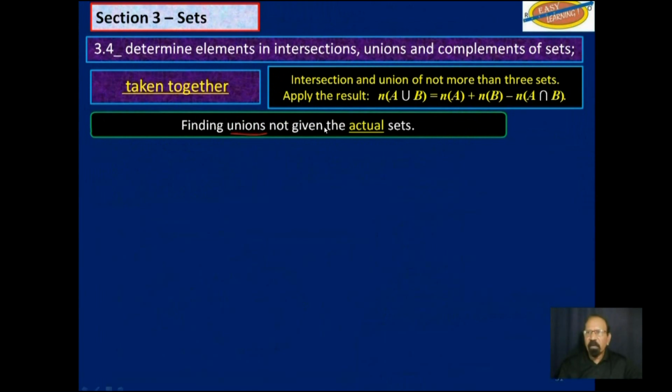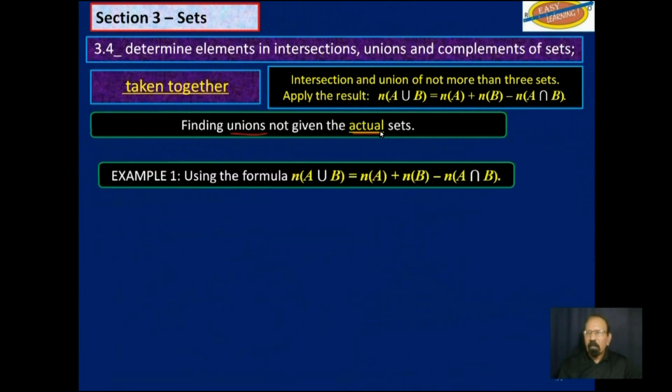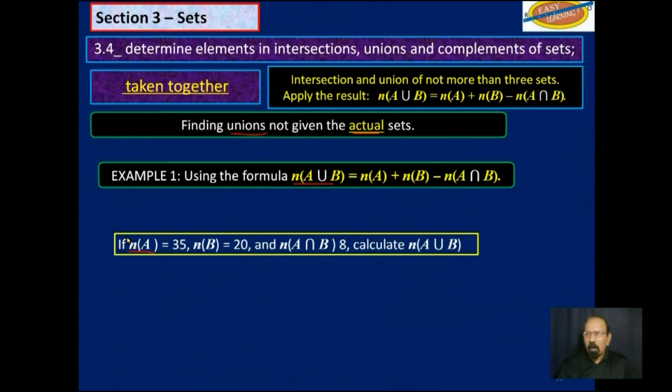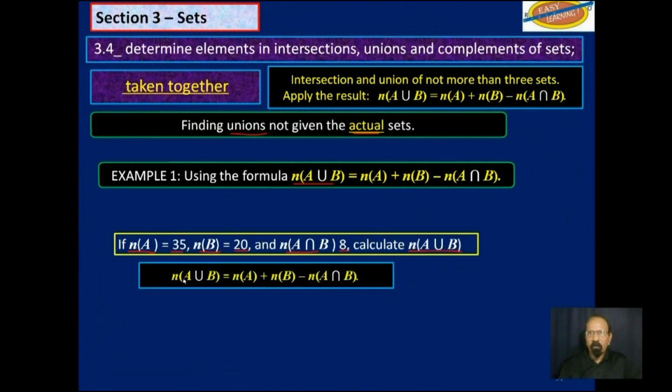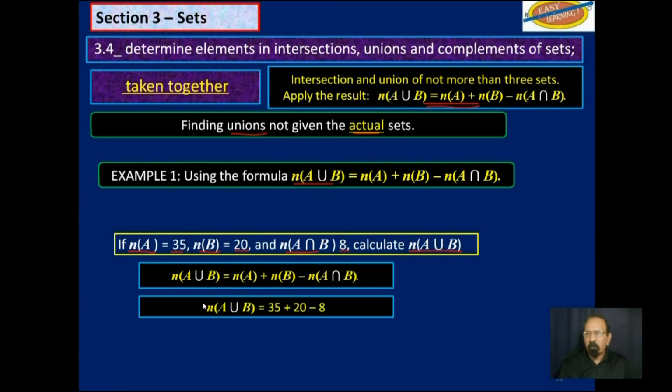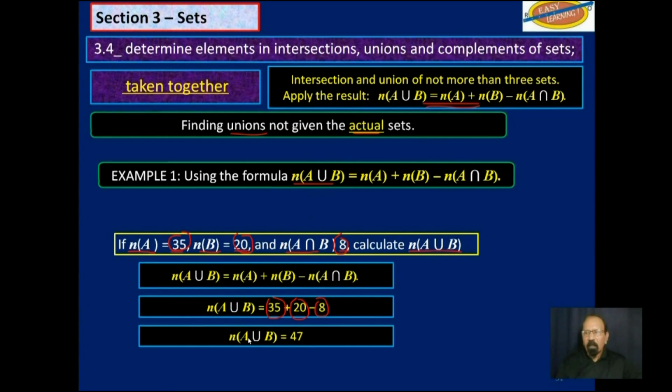So now let's find unions not given actual sets. Now using this formula, example 1: if you know that n of A is 35, n of B is 20, and n of A intersection B is 8, calculate the cardinality of A union B. We take our formula from up here, substitute the numbers, 35, that's this 35, plus 20, which is that, minus 8, which is this, and you get the number of elements in A union B is 47, without actually counting the elements.